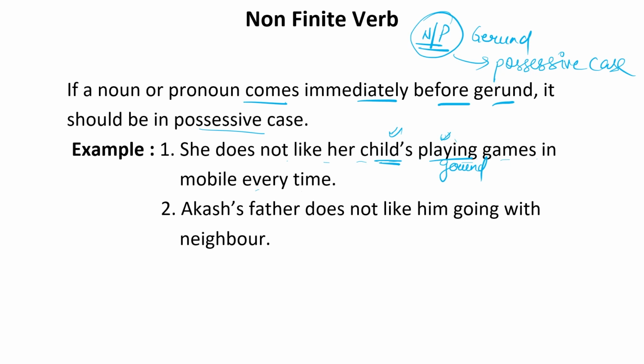Akash's father does not like him going with the neighbor. Now in this sentence we see going, which is a gerund. So here him should be replaced with his. Therefore this sentence is incorrect. The correct sentence will be, Akash's father does not like his going with the neighbor. It means the father of Akash does not want him to go with the neighbor. He doesn't want his son to go and play with the neighbor.